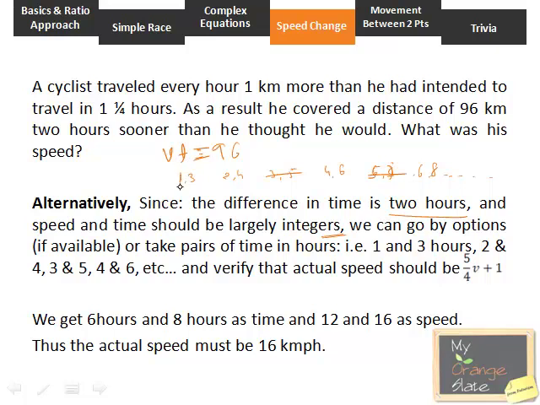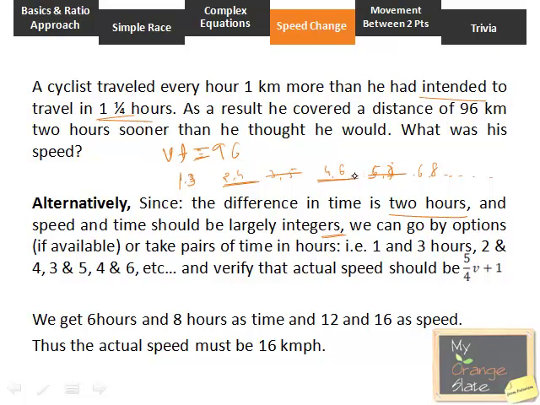If we take t is equal to 1 hour and 3 hours, we get speed is equal to 96 and 32. So the difference being huge, it cannot be 1 kilometer more than 1 and 1/4 hours. It does not fit into that. If we take 2 and 4, once again, it is almost double. We get the speed which is twice in the first case as in the second, which is not possible.